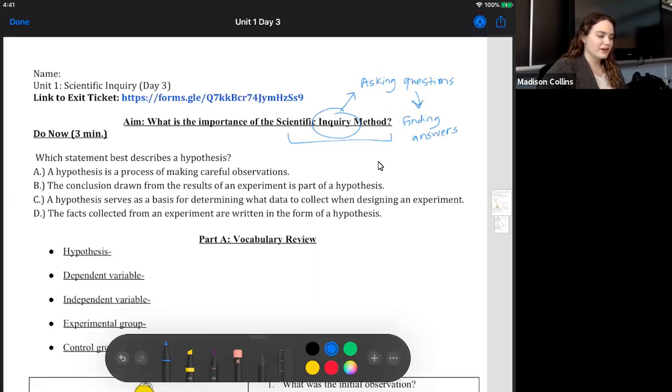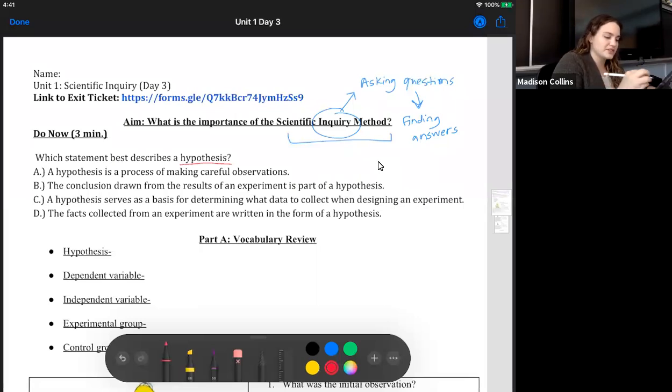All right, next up we've got our do now. Which statement best describes a hypothesis? A, a hypothesis is a process of making careful observations. B, the conclusion drawn from the results of an experiment is part of a hypothesis. C, a hypothesis serves as a basis for determining what data to collect when designing an experiment. Or D, the facts collected from an experiment are written in the form of a hypothesis. So right now, press pause on this video. Answer this question on your own, and then press play when you're ready to go over it.